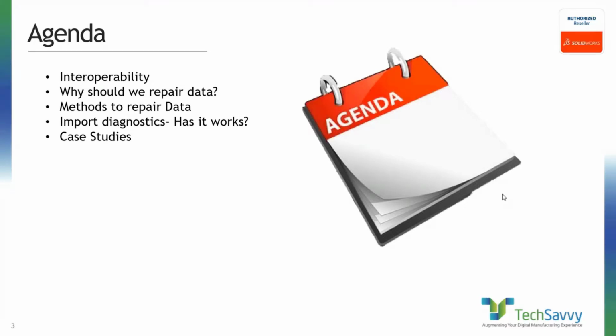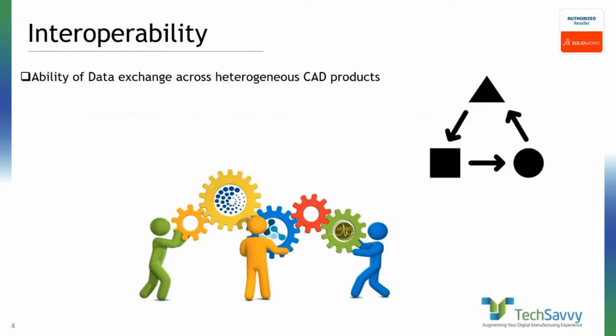So first of all, we can see what is interoperability. Suppose there is a customer and vendor who have their own CAD software for work. Let us assume the customer has software A and the vendor has software B. If the vendor prepares a product and gives it to the customer so they can work together, they exchange their data from software B to software A. This process of exchanging data between different CAD products is known as interoperability.